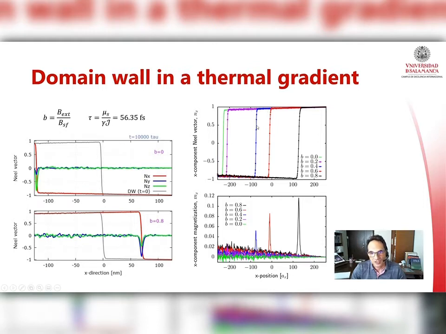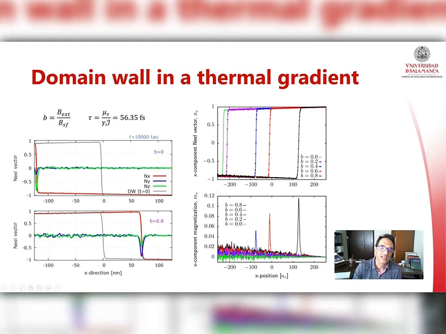So this transition in the Cartesian component of the Néel vector tells us where the domain wall is at that particular instant of time. And we can see that for 0 field, the domain wall is further to the left. And as we keep increasing the field, the domain wall moves less and less. For 0.6, it hardly moves. And for 0.8, it moves, but it moves in the opposite direction, towards the right.